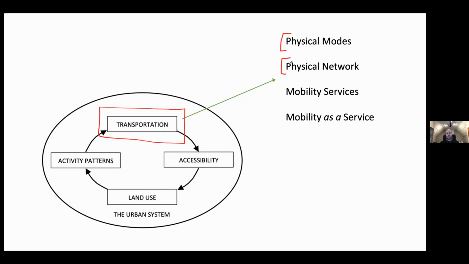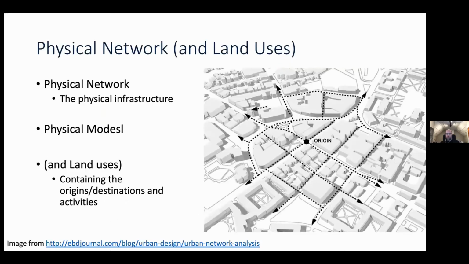But thinking beyond just the vehicles, now we have mobility services and potentially in the future a larger paradigm shift towards viewing mobility itself as a service. And I'll just break those down individually. But of course, the physical network, the hard infrastructure, the physical modes, and the land uses. Of course, we can't ignore the land uses that house the activities within buildings.